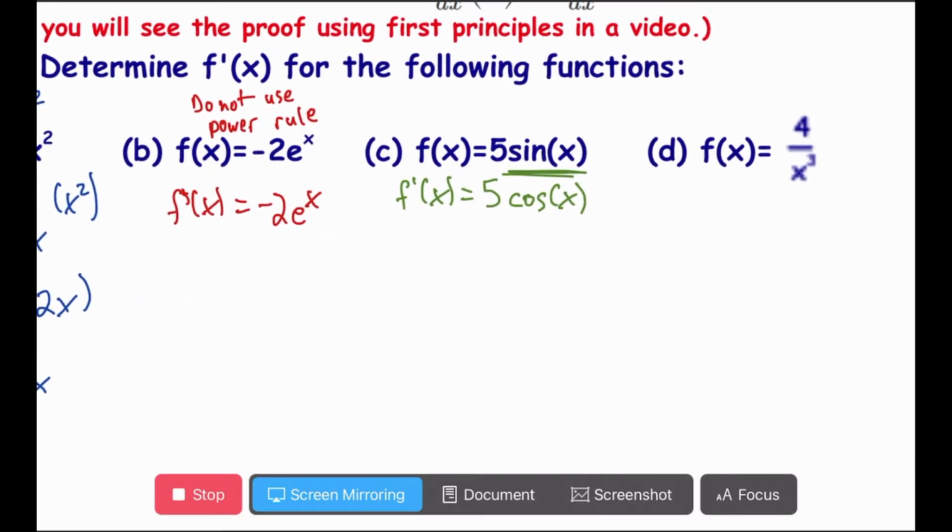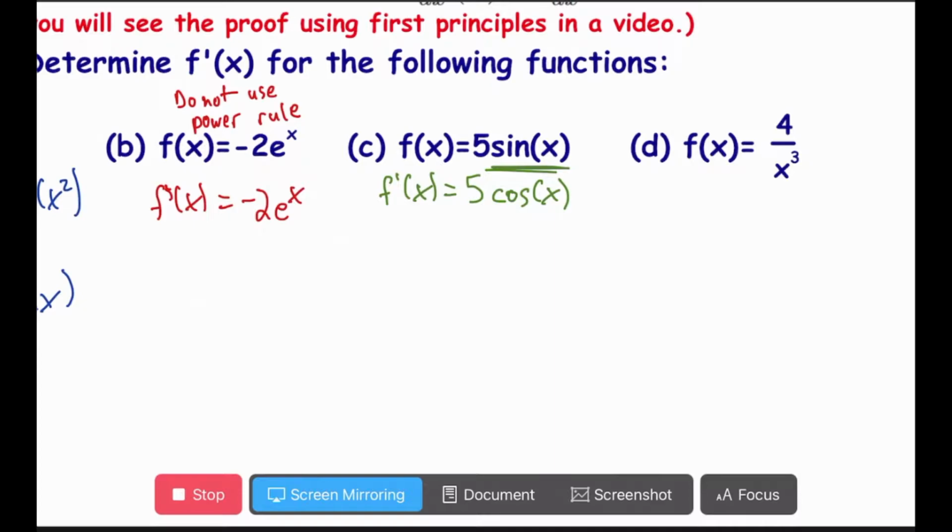And for d, f of x equals 4 over x to the power of 3. We can rewrite this so everything's on top in the numerator. All right, now it's a little easier to work with. It's just another power function. So for my derivative, the constant value is going to remain. I need to bring down my exponent so that it becomes a constant as well. So negative 3 comes down in front of x, and subtract 1 from our exponent. Negative 3 minus 1 becomes minus 4.